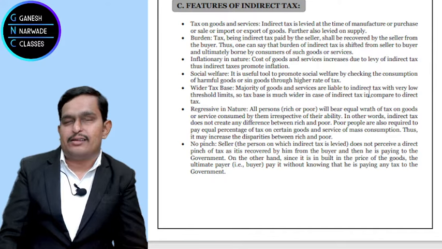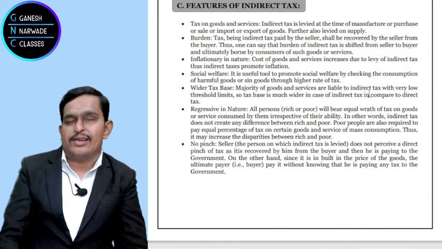Third point, let's see. Third point says inflationary. Now, if you connect with the same example, 3 rupees was the cost. Profit was 0.67. If we add 3 plus 0.67, it should have been 3.67. Okay. But what did it become? It became 4 rupees. How? Because taxes were added. How much is the tax?